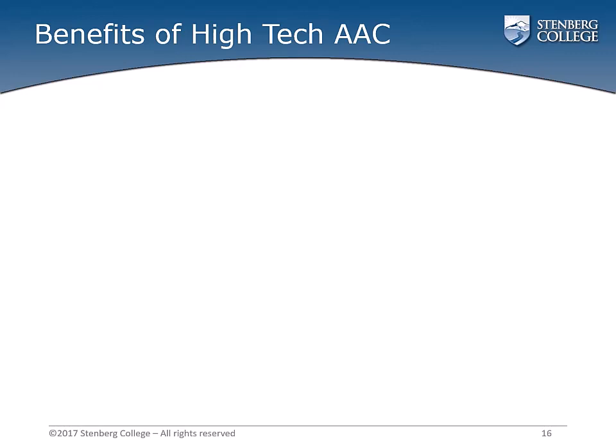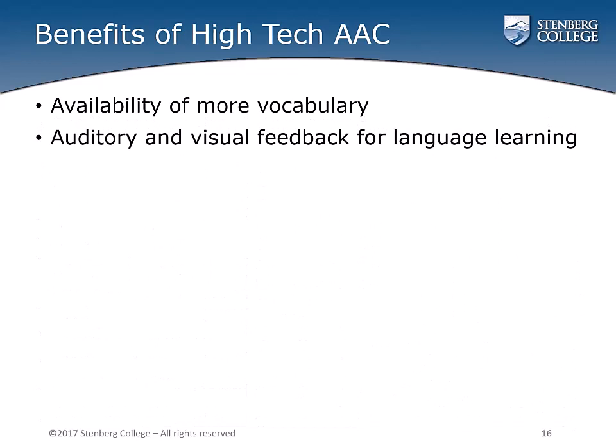High-tech AAC devices have several advantages over light and mid-tech systems. To begin with, more vocabulary is available. As a matter of fact, most high-tech AAC devices have very robust vocabularies with thousands of words. High-tech devices give auditory and visual feedback for language learning. Every time the student presses a button, he's getting an auditory model of that word.